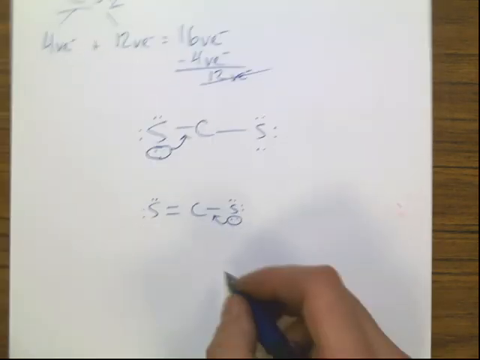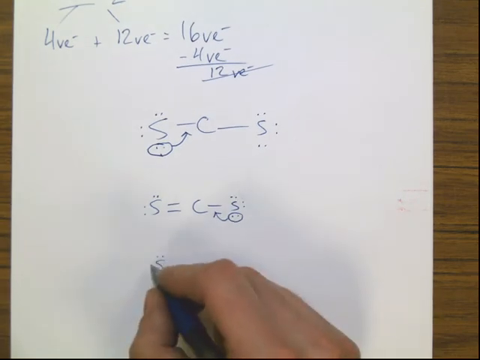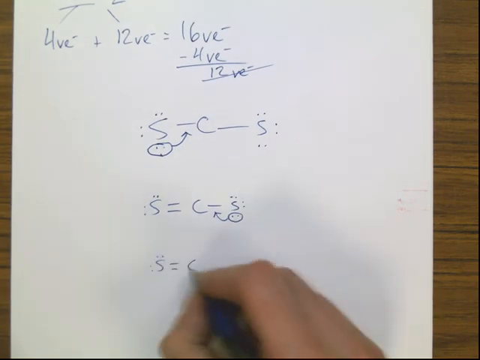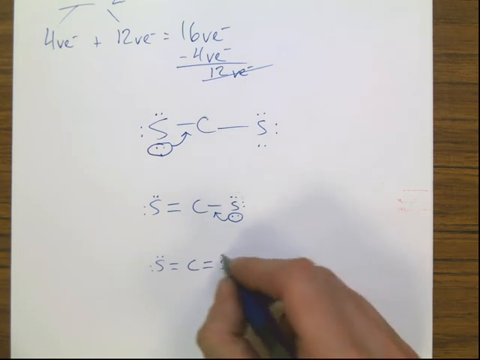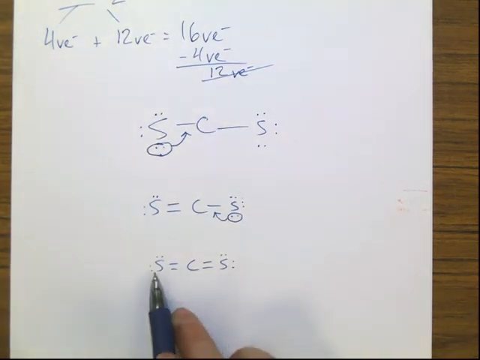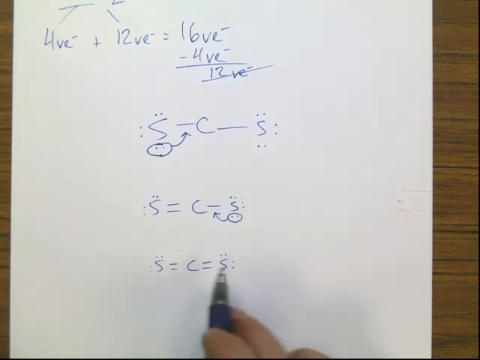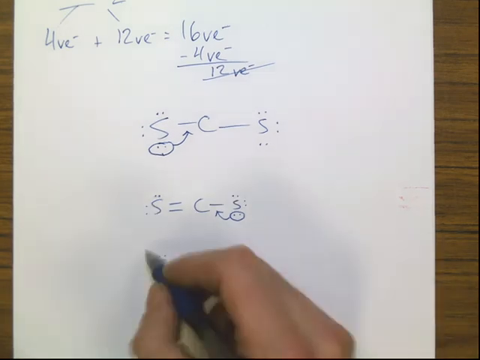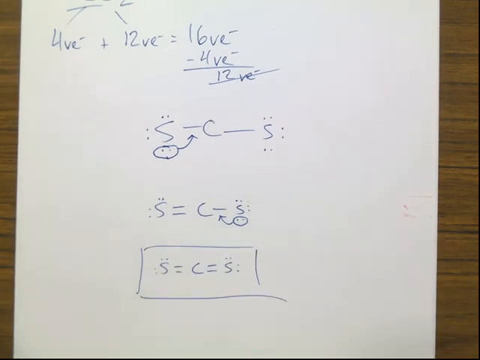And I'm going to redraw my structure. And we can see now that the structure that works is one where there's a double bond between the sulfur and the carbon on the left side and a double bond between the carbon and the sulfur on the right side. Everyone has an octet. Everyone's happy. This is the most appropriate Lewis structure for this molecule.